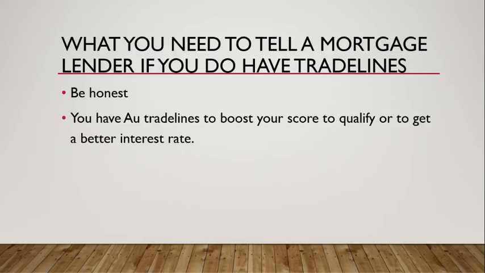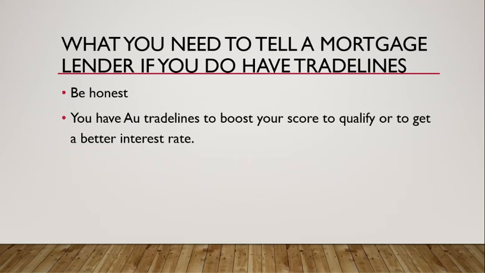You want to be honest. We're dealing with a mortgage lender. Let them know, hey, look, my parents, a friend of mine added me as an authorized user, to beef up my scores, to get me qualified, or I'm just trying to get a better interest rate. Just be honest. Don't be a liar, because nobody wants to work with a liar. Don't be that guy like, oh, I don't know where those came from, or something stupid like that. Tell the truth.